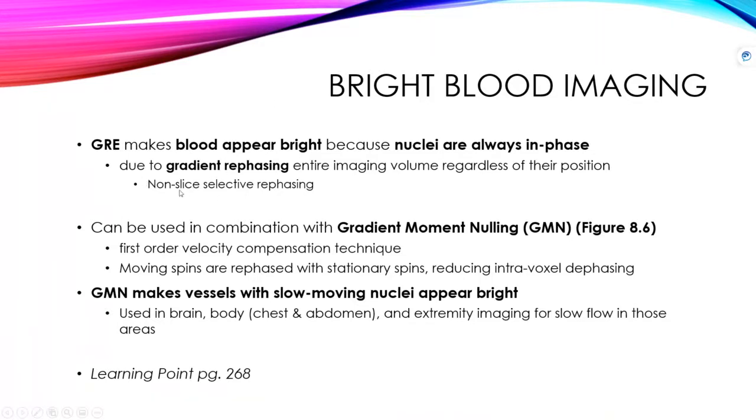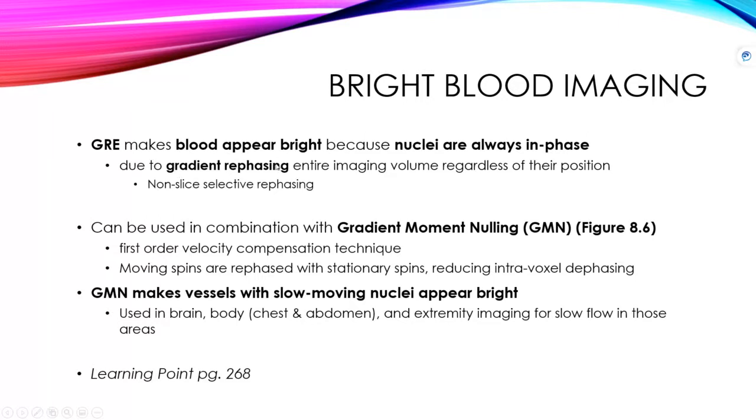Even though the rephasing is not slice selective, we are only picking up the signal from that particular slice because we've designated it in our slice select. But when we actually rephase with a gradient, it's rephasing everything and we get a signal no matter what. So nuclei are always in phase because they're always rephased, which means they always produce a bright signal.